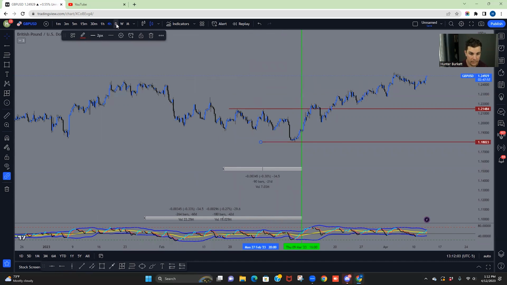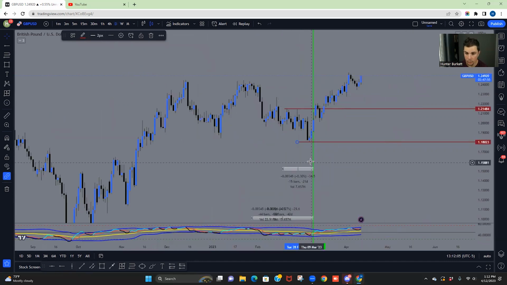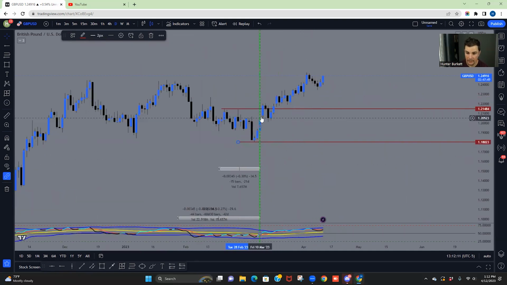Now let's go back to the daily. You have 2 points of interest that price could potentially go back to. You can see that it even left this volume imbalance right here. That's something that you can mark out. This fair value gap here on the daily, that's something that you can mark out, something that is relevant, right?